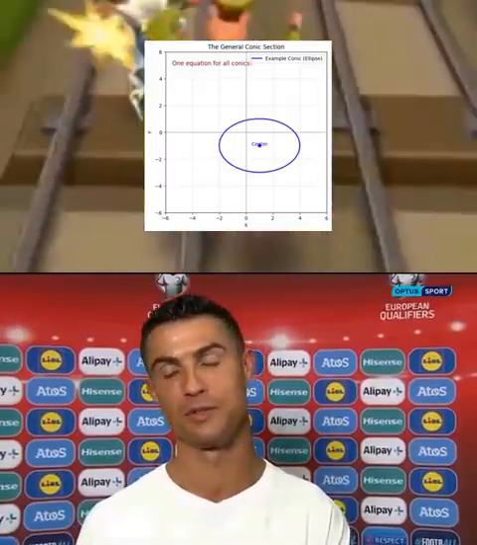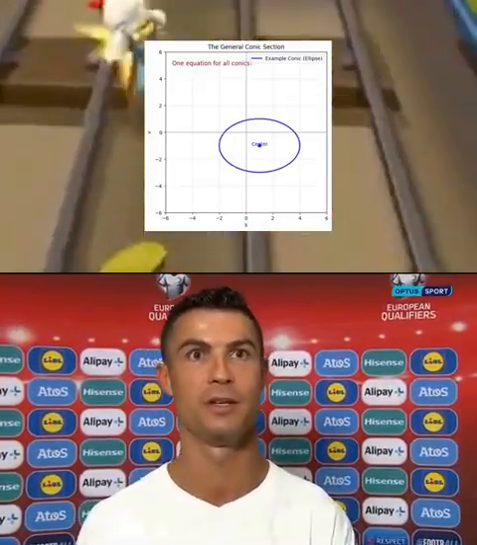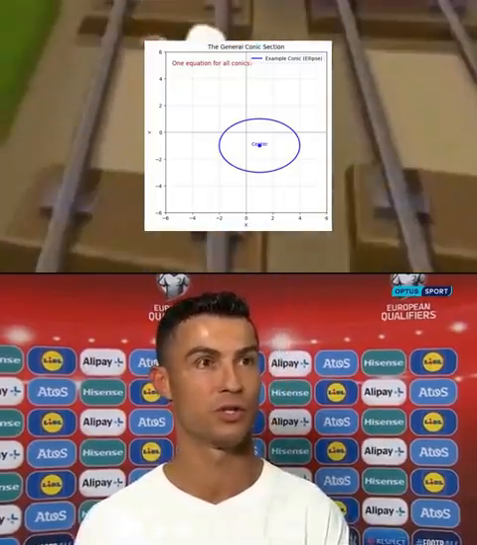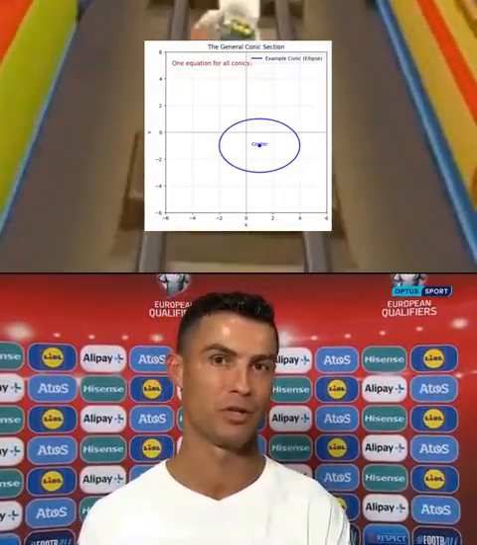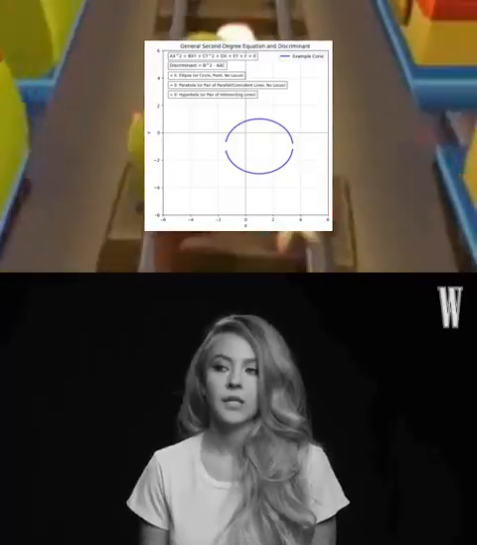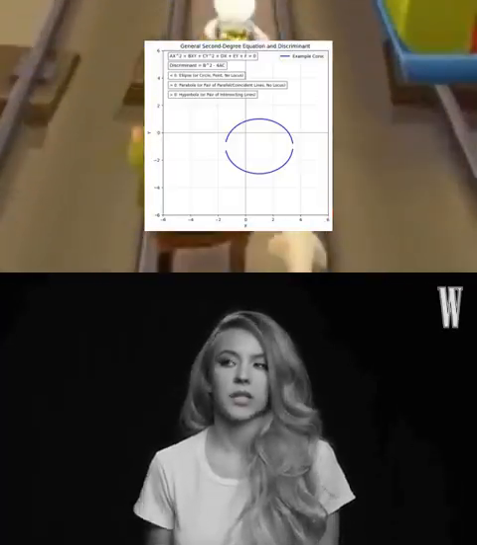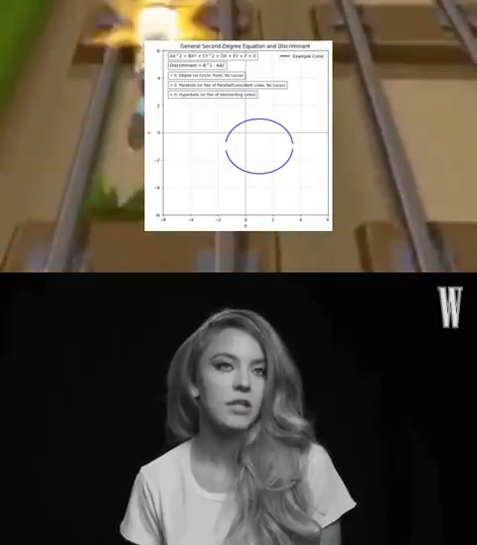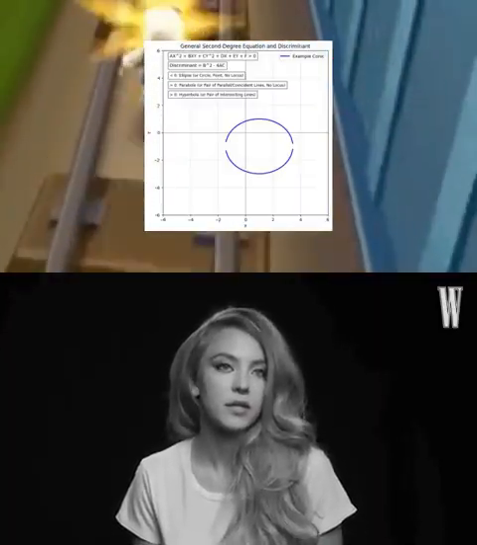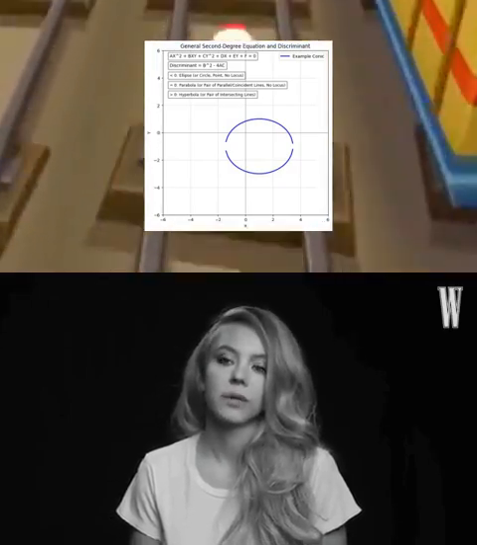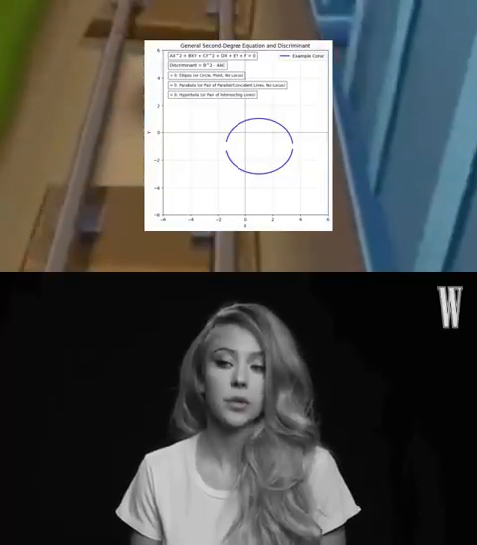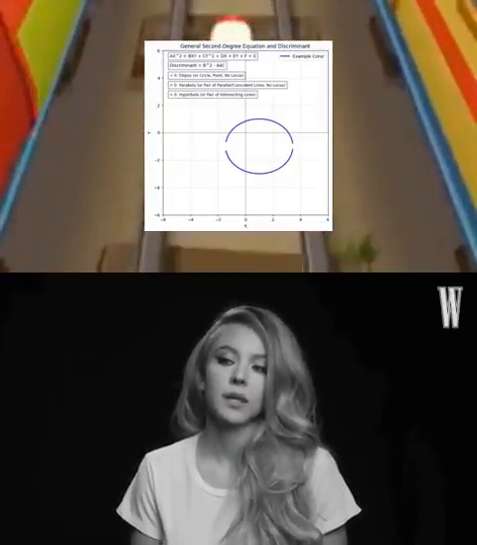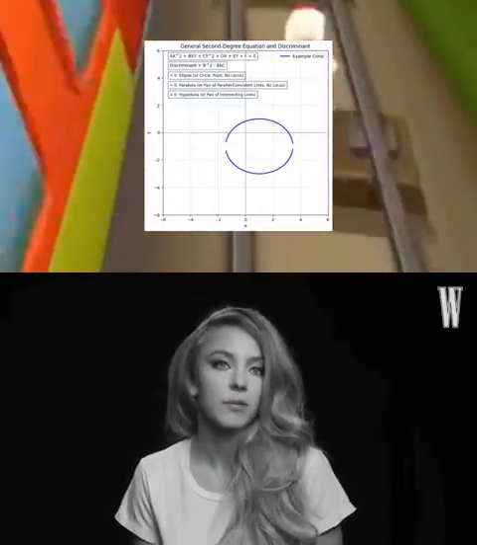So we've got circles, parabolas, ellipses, hyperbolas. Is there one master equation that covers all of them? Or are they all completely separate creatures? That is an insightful question, Ronaldo. There is indeed a general equation for all conic sections. It is a second-degree equation in x and y, ax squared plus bxy plus cy squared plus dx plus ey plus f equals 0. The type of conic it represents depends on the discriminant, which is b squared minus 4ac.